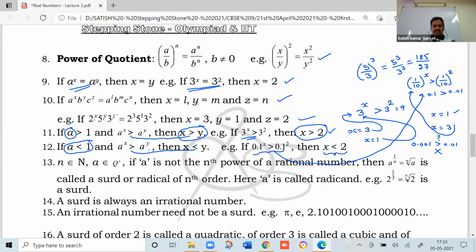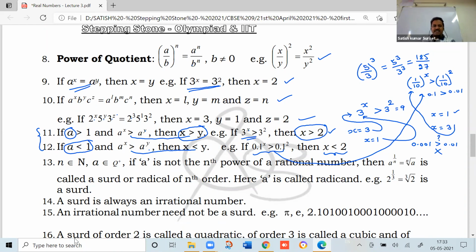Now, you need to remember that whenever the base is greater than 1, whatever the inequality sign is there, it will be the same inequality for the exponents also. When the base is less than 1, whatever the inequality is there, that will be opposite for the exponents. So here greater than is there. For the exponents, it will be x less than y.